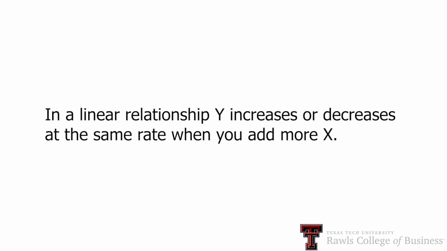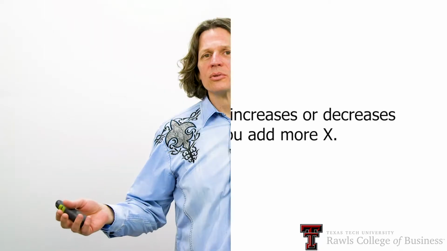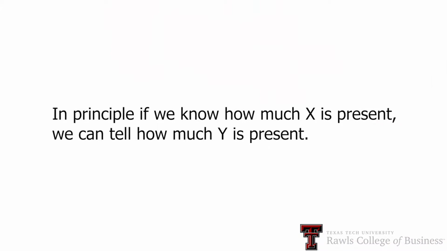The simplest type of relationship to describe is a linear one. In a linear relationship, when x changes, y changes by a predictable amount. For example, if you work for $20 an hour, for every hour you work, you get $20 more income. Or for every 3,600 calories you consume, you gain 1 pound. It's a linear relationship. So if we have a linear relationship, in principle, if we know how much x somebody has, then we can tell how much y they have.